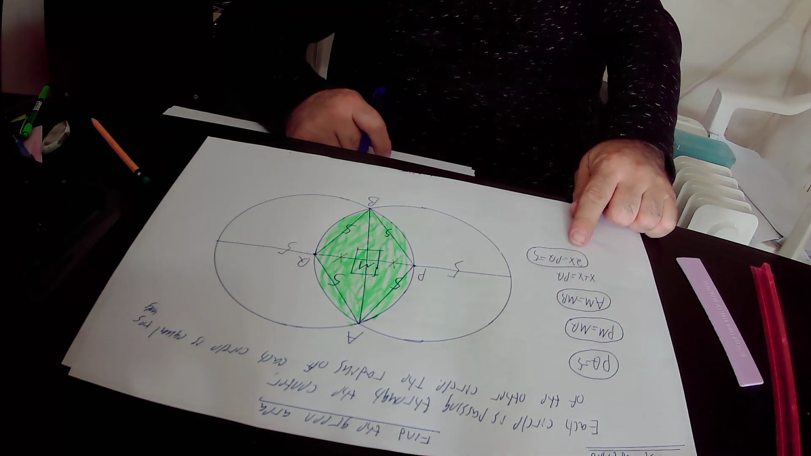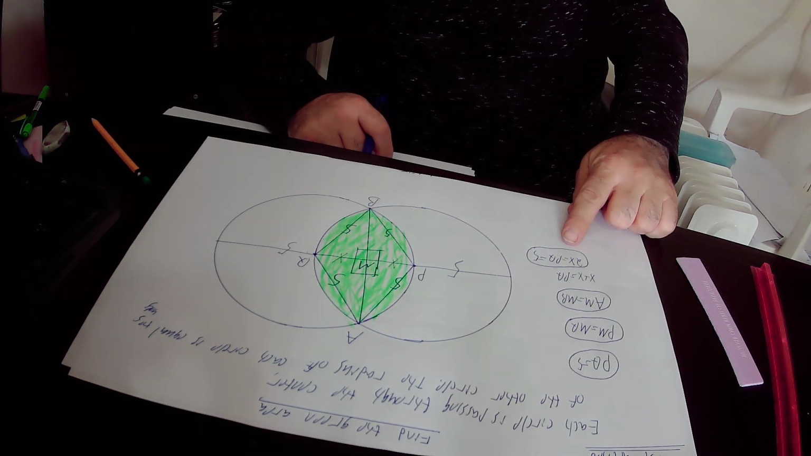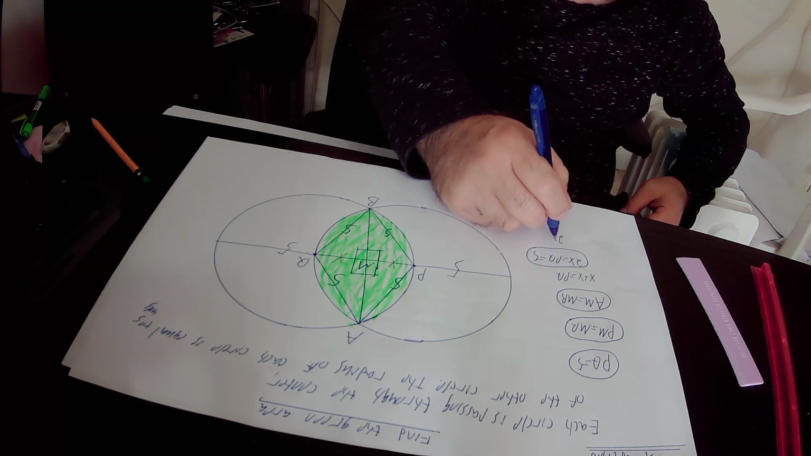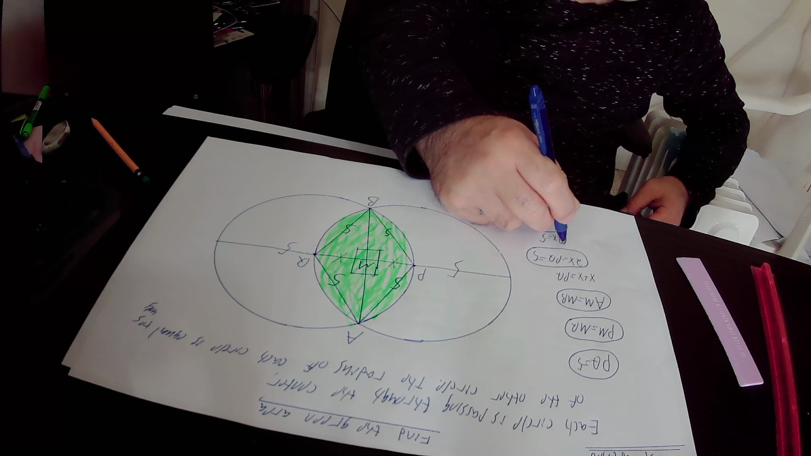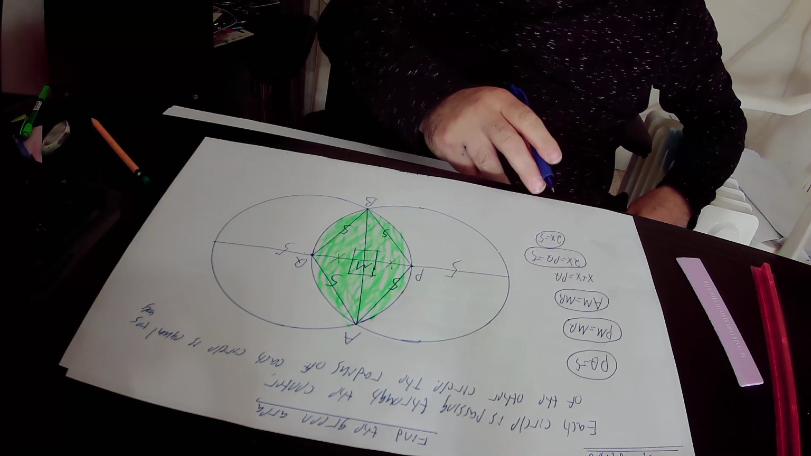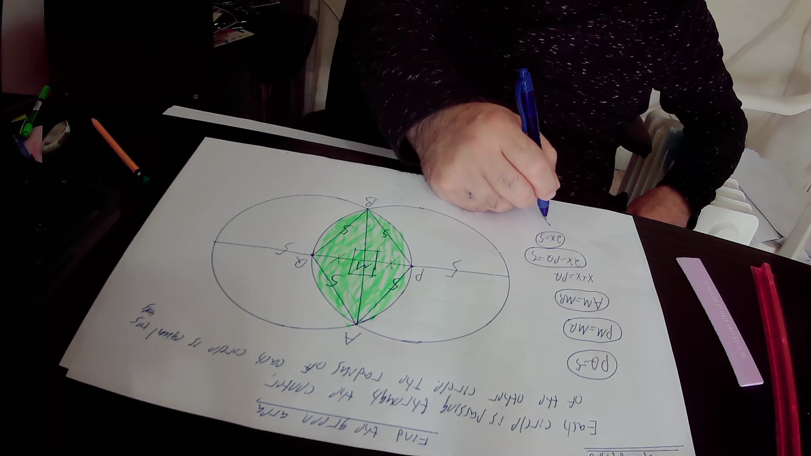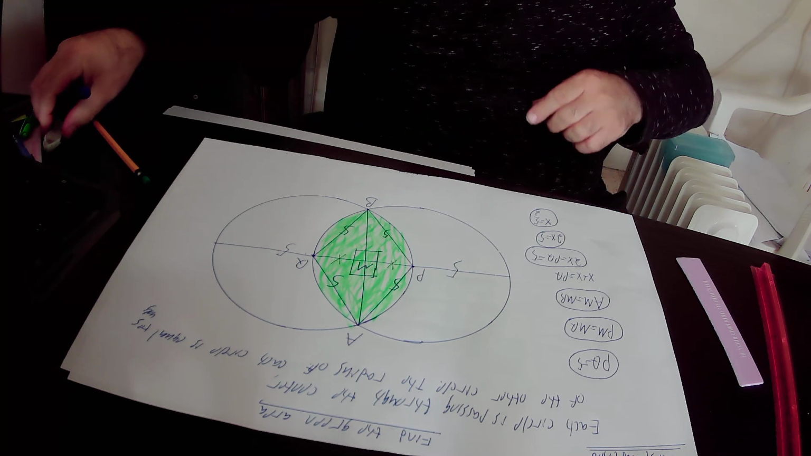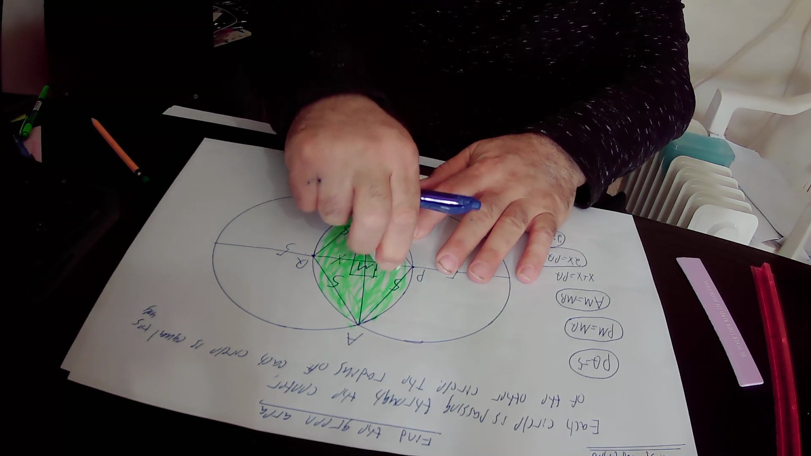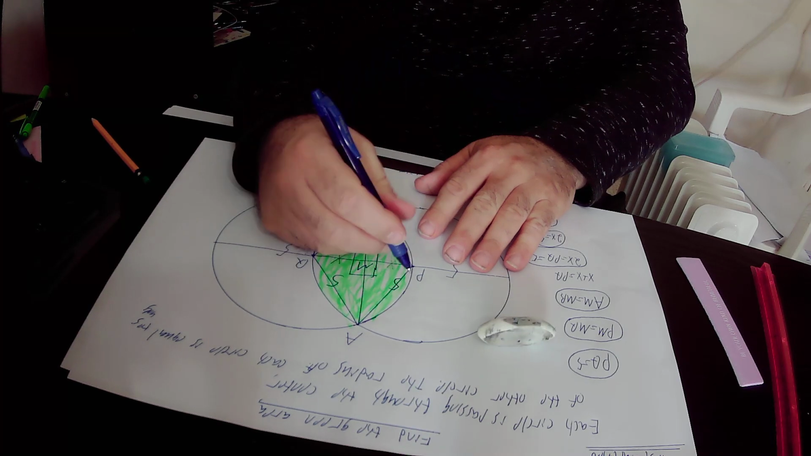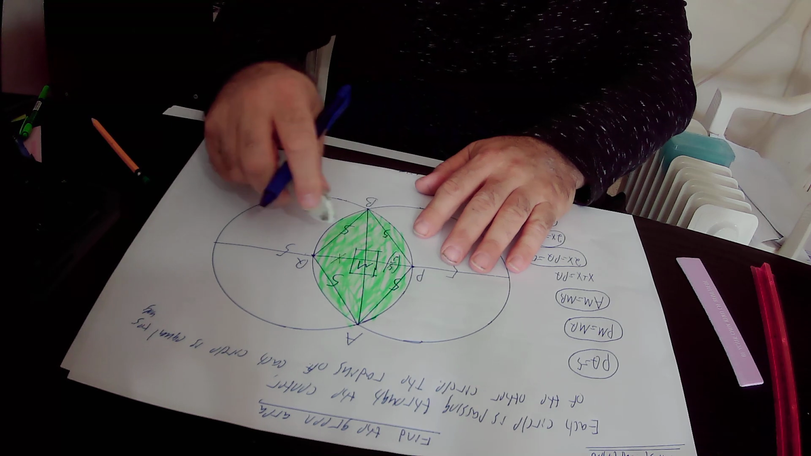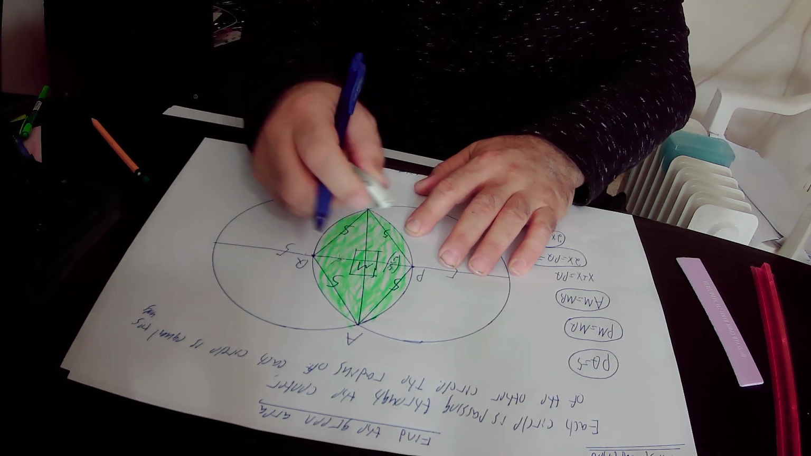So from this equation, 2x equals PQ equals 5, we derive that 2x equals 5. Here we will divide this equation by 2, and we will get that x equals 5 over 2. Here, we will substitute x by 5 over 2. And here also x equals 5 over 2.